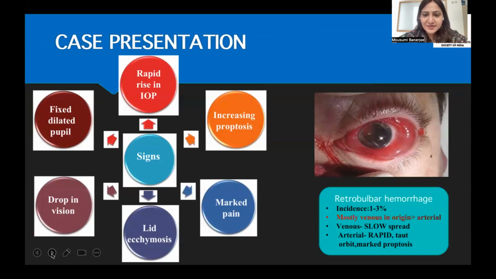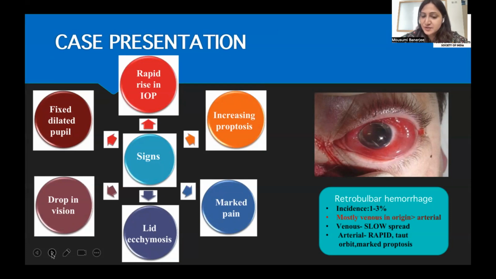So, what are the signs which can be noted in a case of block-related complication? They can be lid ecchymosis, sudden drop in vision, fixed dilated pupil, rapid rise in intraocular pressure, increasing proptosis, and severe marked pain. This is a case of retrobulbar hemorrhage, which has an incidence of 1 to 3%, and they are mostly venous in origin.